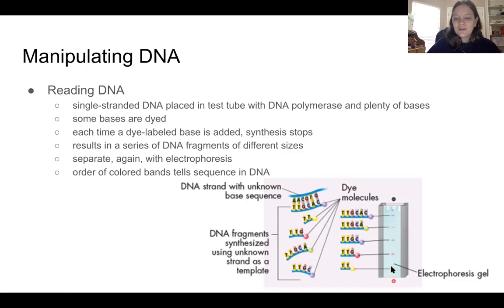And then we read from the bottom, or from the furthest that it traveled, we read those colors because they each correspond to a base. And so the furthest ones are the smallest, and then we would just go up from there and decode this, and we can read the whole sequence of DNA. Okay, so the ordered color of those bands is telling you what the sequence of DNA is in those fragments. Okay, so that's one way that we can read the DNA.